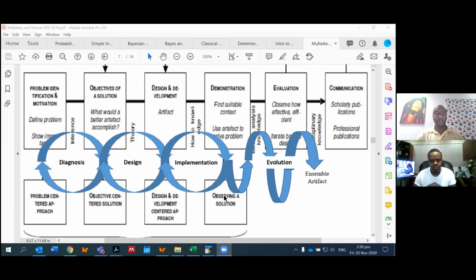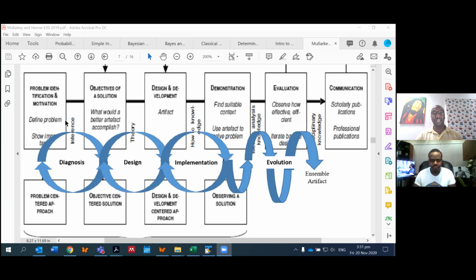This paper is written by Matthew Malakay and Al Hevner. They're both from University of South Florida. Funny enough, they're both friends of mine. I'm not trying to name drop, but Al Hevner is the world's number one in design research. He's the authority on this.